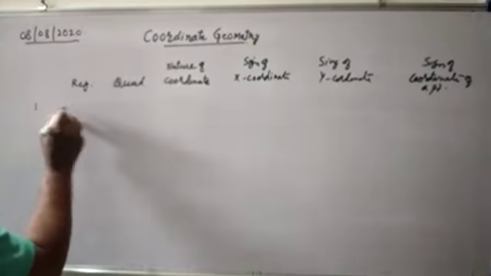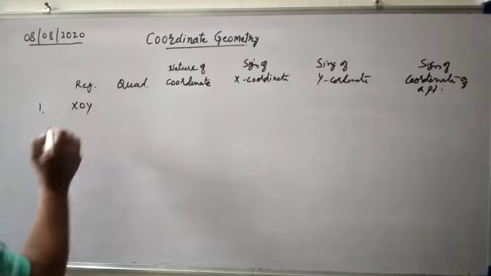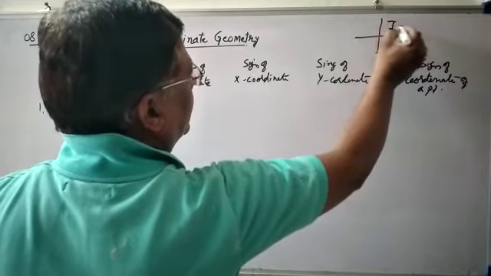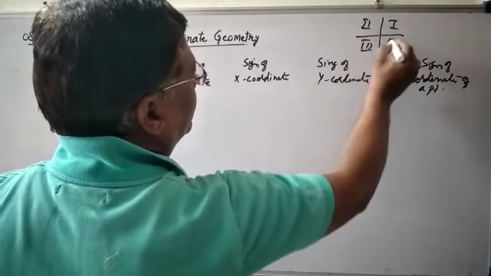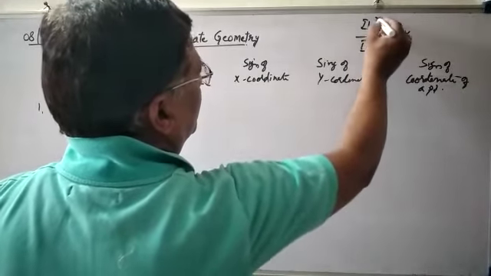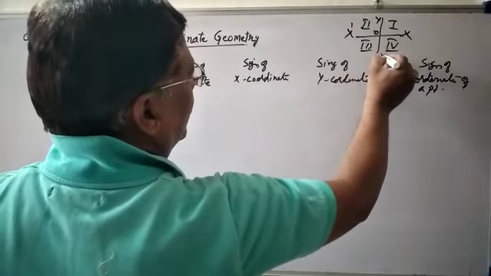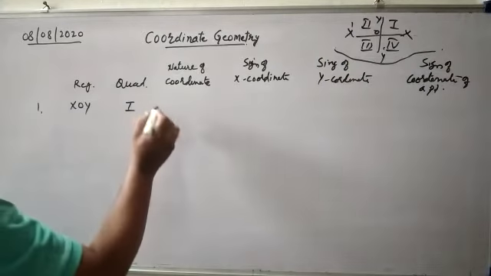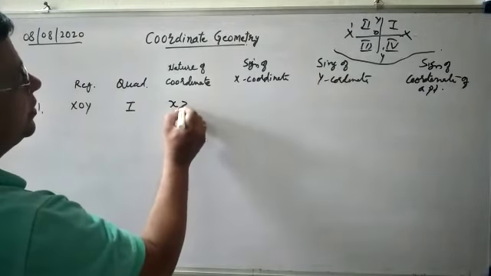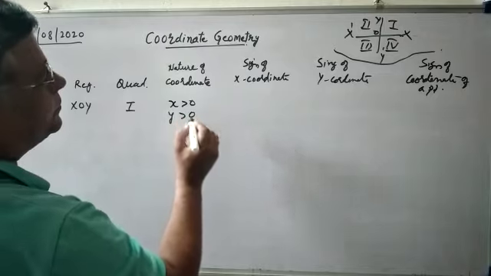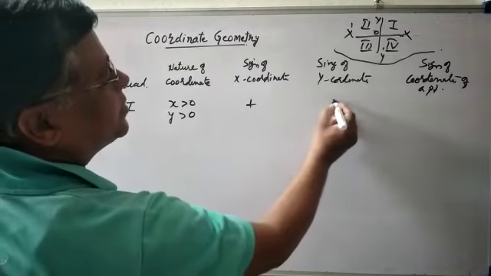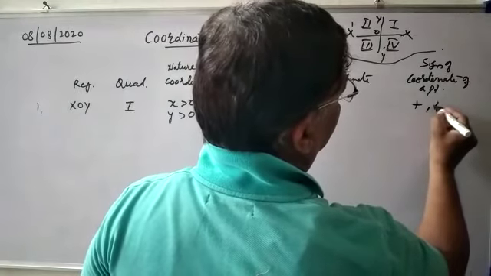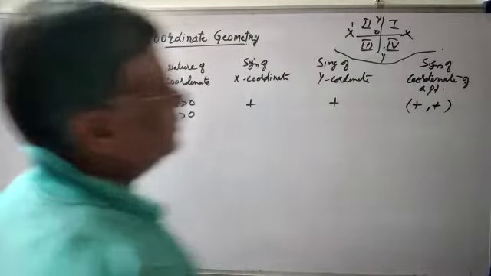See the first one, region, that is XOY plane, that is the first quadrant. We divide the plane into four quadrants: first quadrant, second quadrant, third quadrant, and fourth quadrant. This is XOY, X dash, Y dash. Nature of coordinate: X is more than 0, Y also more than 0. X is positive, Y is also positive, and the sign of the coordinate of the point is positive, positive. Both the coordinates are positive.